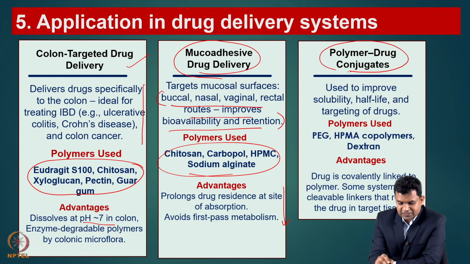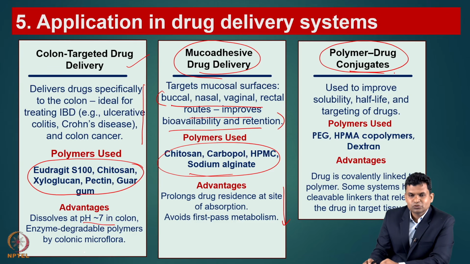And yes, this is another segment, polymer drug conjugate. Here you can use a polymer and conjugate your drug with it. So, you can enhance solubility, you can also improve the permeability, that leads to the improvement in the half life or bioavailability. With that, you can also target a particular site.